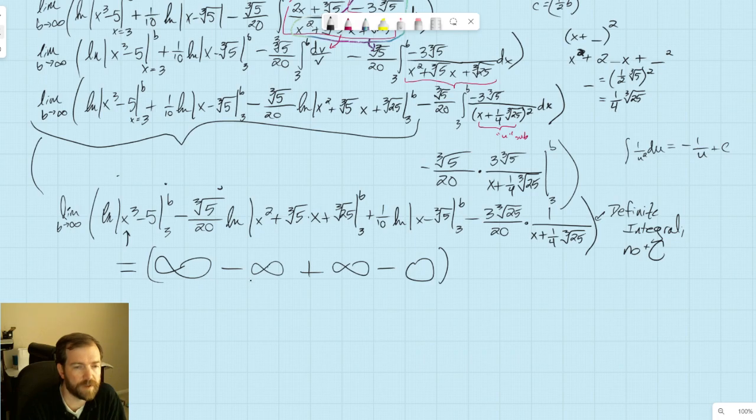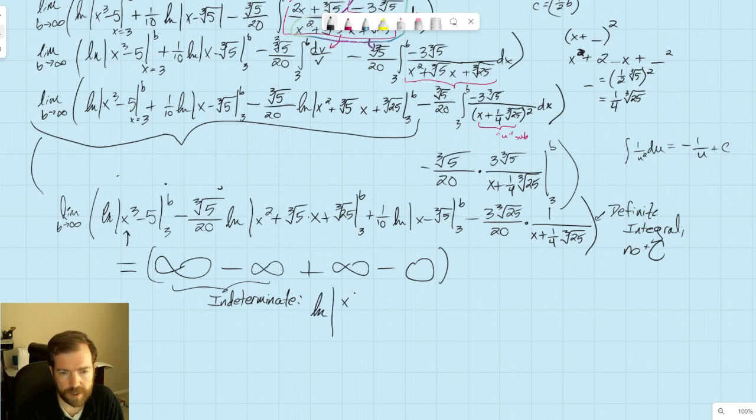All right, and since we have this infinity minus infinity, technically this is an indeterminate form. So we'd want to double check to see how this is going to go, but realistically, we could combine them as a natural log. That could work, right? We can do this as the natural log of the absolute value of x cubed minus 5 divided by x squared plus cube root of 5x plus cube root of 25.